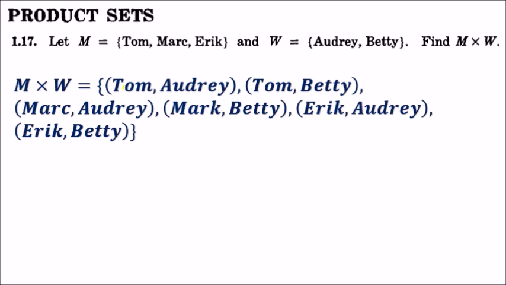We know that every first element in the ordered pair is an element of M, the first in the product, and the second is an element of W. So, we have here Tom, Aubrey; they are just paired up. Tom, Aubrey, and Tom, Betty. Next is Mark, Aubrey and then Mark, Betty. And then last, Eric, Aubrey and Eric, Betty. So, let's just enumerate those as their product, the product of set M and set W.